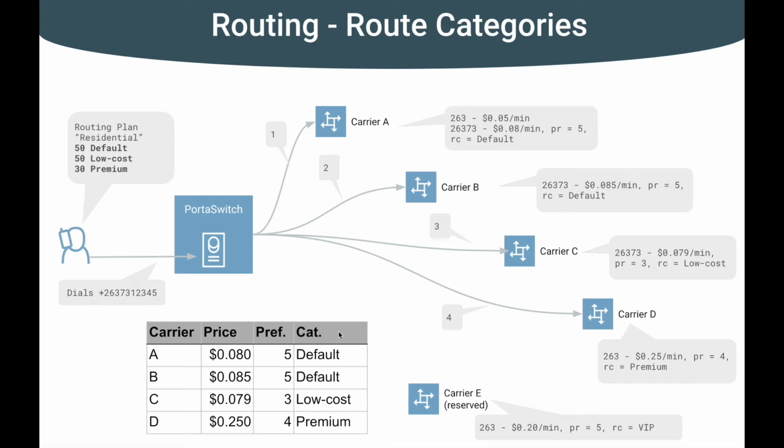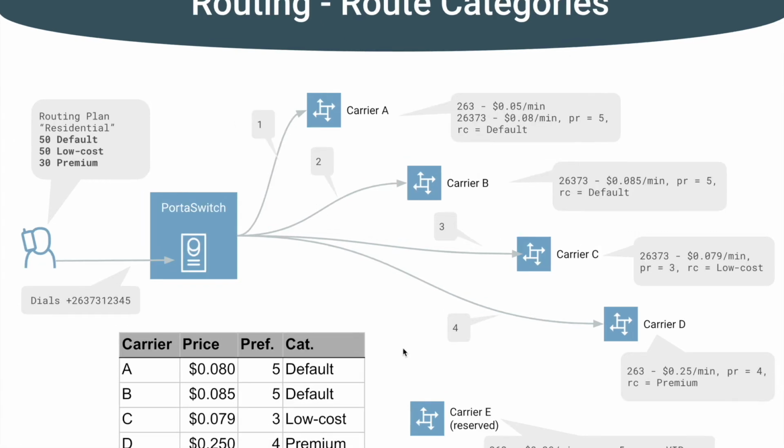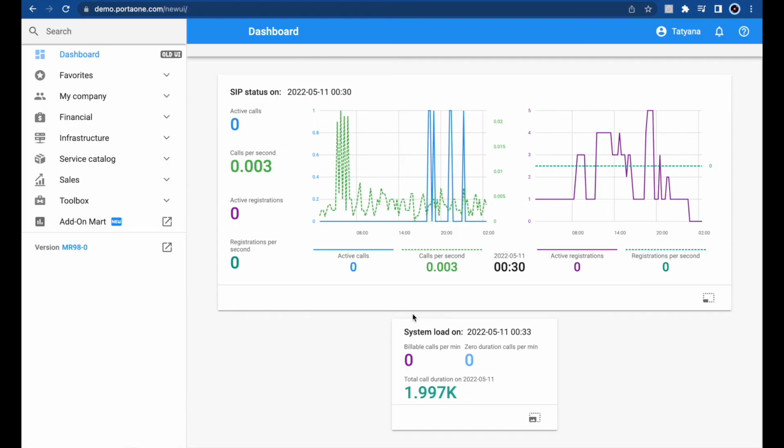First, the carriers will be sorted by category. Carriers A and B have the same category, so they will be further sorted by preference, and they also happen to have the same preference. So the last parameter they're going to be sorted by is the price. Vendor C is going to be just under A and B, and vendor D is going to be at the bottom of the list. So now let's see how it works on our web UI.